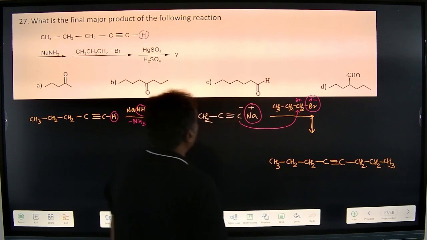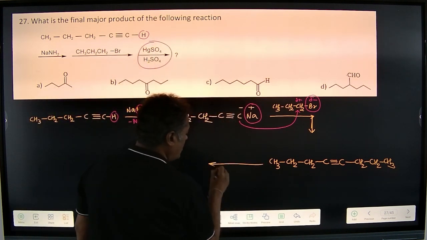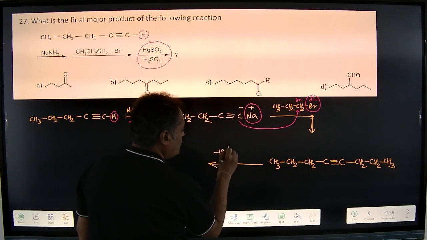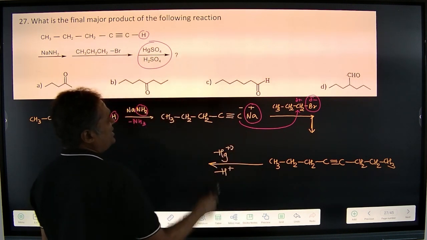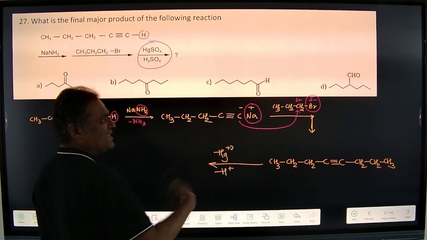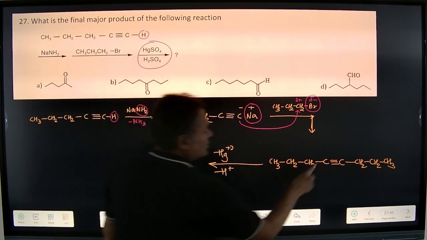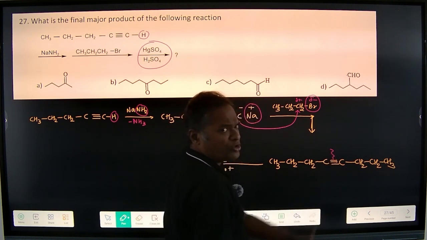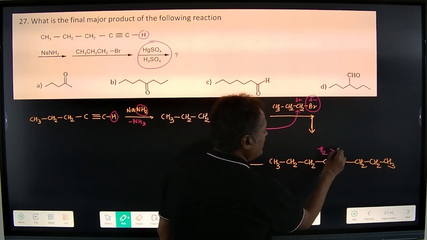Now, only the last part. What is left out in this? The last part is that this compound is to be treated with HgSO4 and H2SO4. What will happen? Generally, this is the reaction where your alkyne undergoes hydration, and you get a ketone. So, here when you apply the concept according to Markovnikov, since it's a symmetrical alkyne, you can add H anywhere and O anywhere.